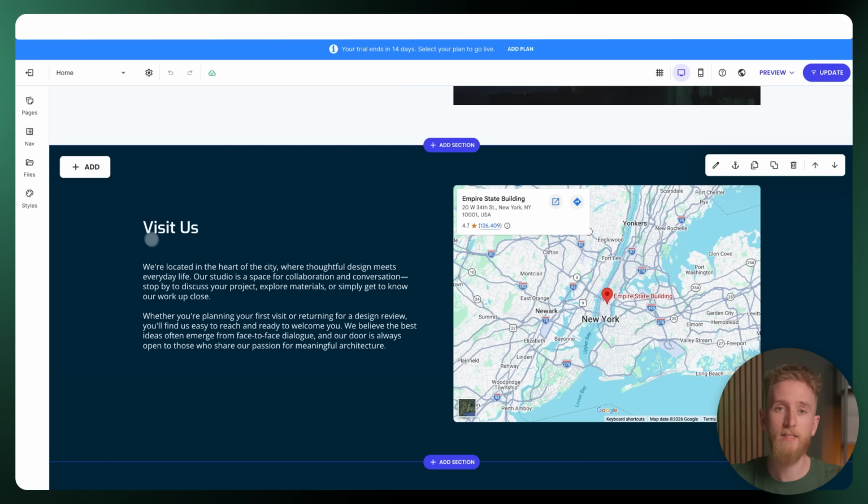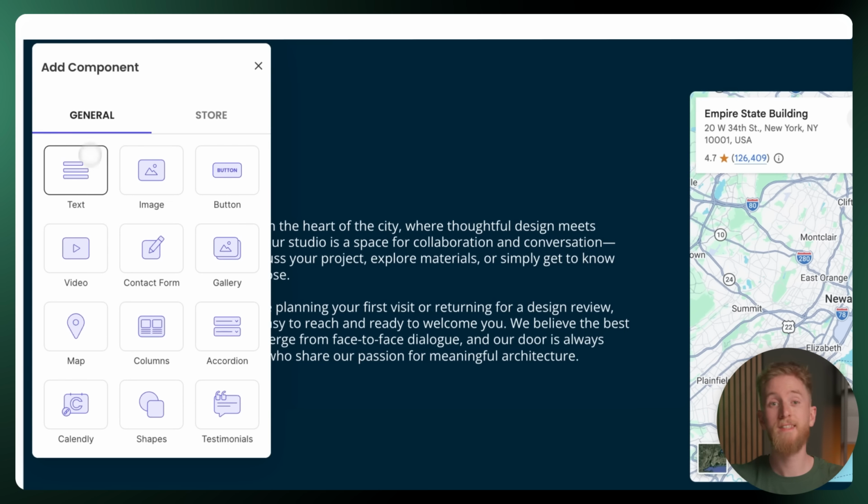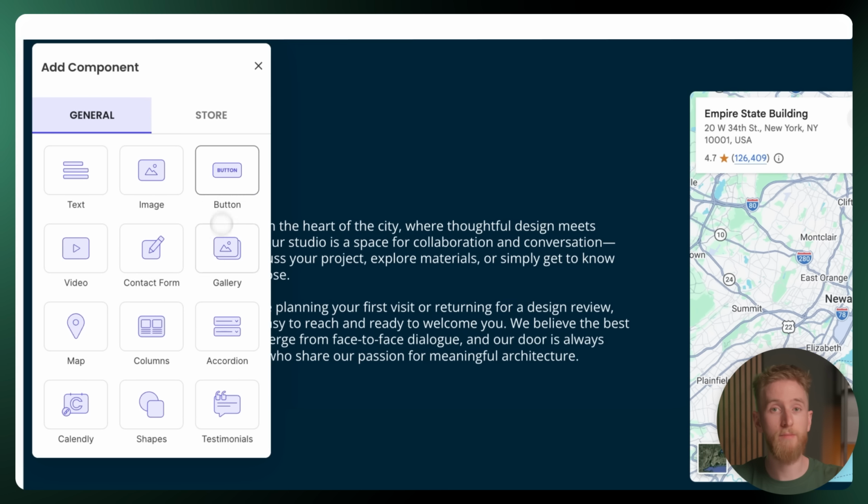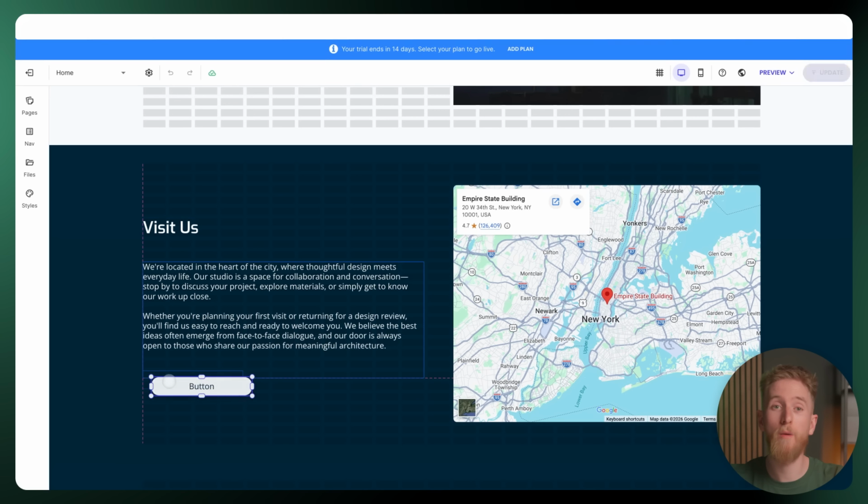For smaller edits, there's the Add Component menu. Text, image, button, video, contact form, gallery, map, columns, accordion, Calendly. Yep, Calendly is built in. Shapes, testimonials, all drag, drop, done.